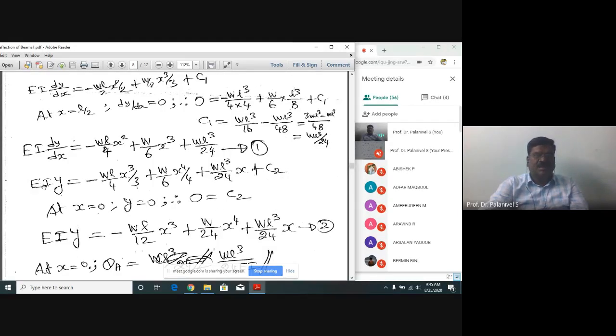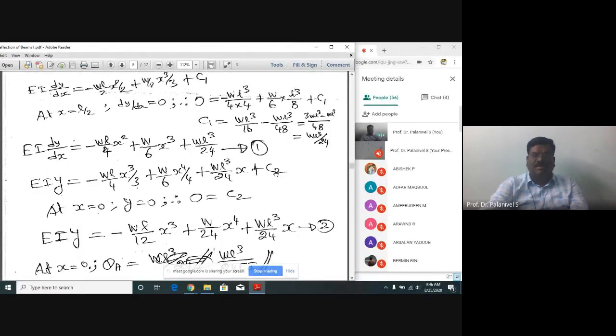So please see here. Next, EIy is equal to, integrate it again. So this is the expression we got: WL by 4 into x cube by 3, plus W by 6 into x power 4 divided by 4, plus WL cube by 24, it's a constant, into x, plus C2, the integral constant. So I have integrated this expression, and this time I am getting an integral constant C2.